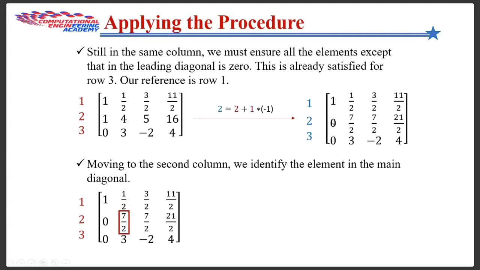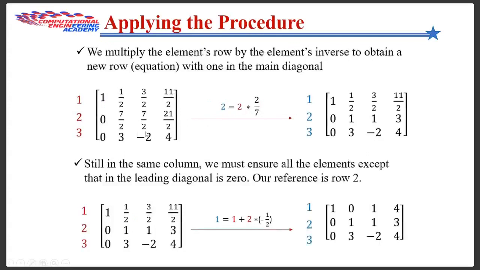We want 1 here and then 0 under. Now we move to the second column. Again, we apply our algorithm. The very first thing we do is to identify the element of the main diagonal. This is the element right here. Once we have done that, we multiply that row by the inverse of that element, okay? So that we can have 1 at this level. So the inverse of this will be 2 on 7, so that 2 on 7 times 7 on 2 will give us 1.